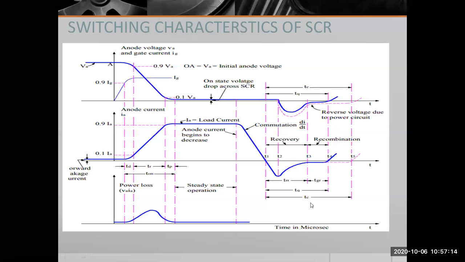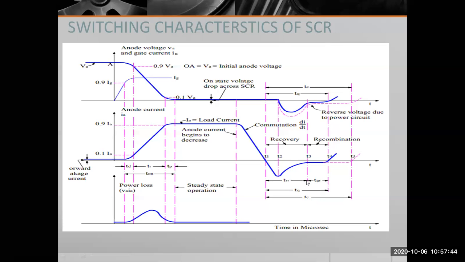TC is nothing but the off time of the total circuit, or you can say how much time you are applying the reverse voltage across the SCR. That is nothing but TC. For successful commutation, I am repeating, TC should be greater than the TQ value. So TQ is again classified as reverse recovery time and recombination time.